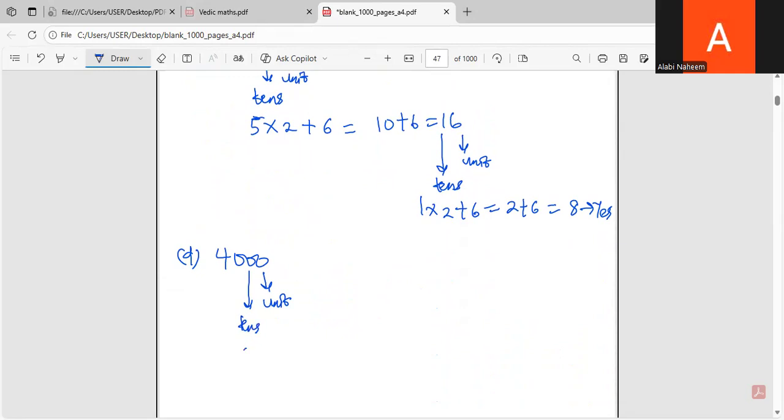Double the tens digit, 0 times 2. Add it to the unit digit, plus 0. Because 0 times 2 is 0, plus 0. 0 plus 0 is 0. Is 0 divisible by 4? Yes, it is divisible by 4, because 0 divided by 4 gives 0, which is divisible by 4. So we can conclude that this number is divisible by 4.